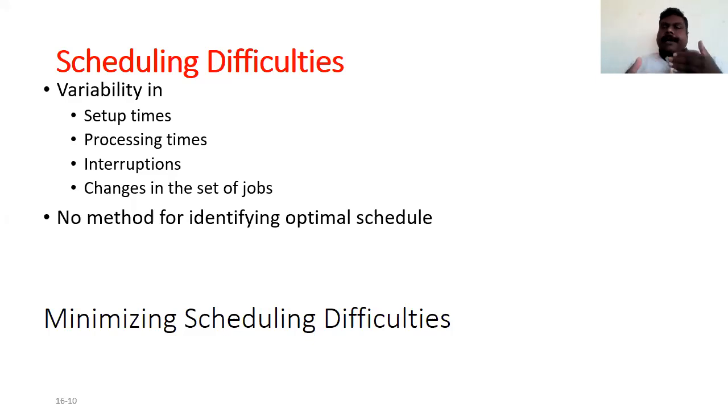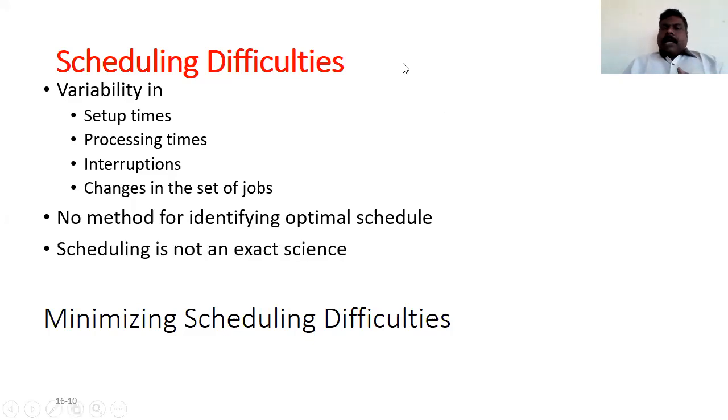So we have to either take priorities and do the job, or take the Johnson rule and follow that. There is no rule that says this is the very best scheduling. So there is no method for identifying the optimum schedule. It depends on the manager how he is going to do it. Scheduling is not an exacting science. So it is an ongoing task for a manager.